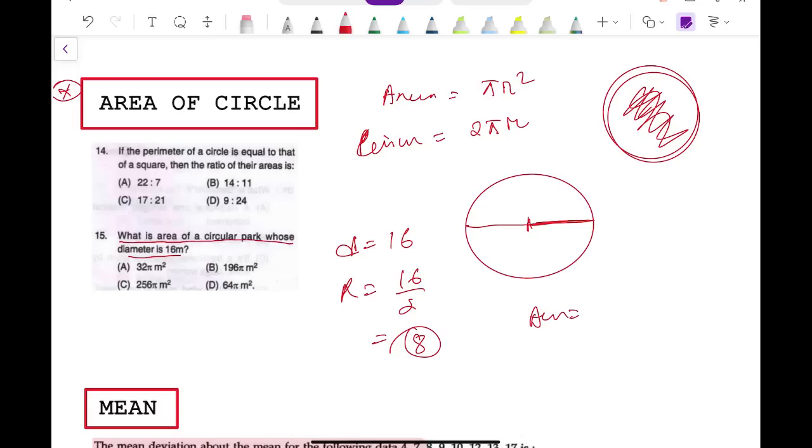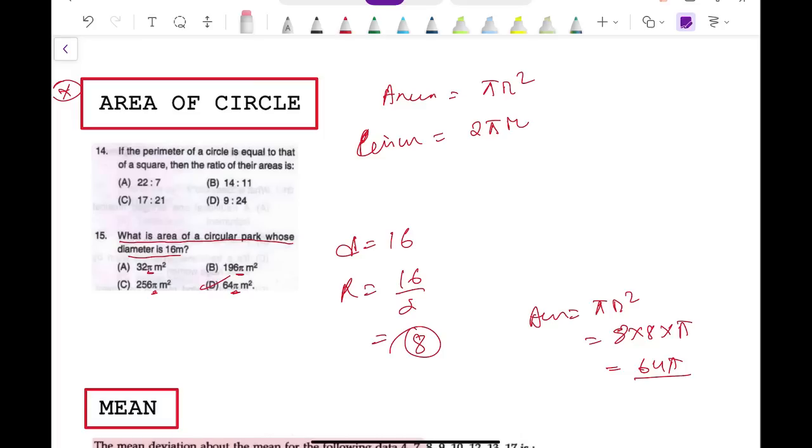Area formula is pi r square. What is pi? I don't want to put the pi value here because in your options pi is given. So r here is how much? 8. So 8 into 8 into pi. 8 into 8 is 64, so 64 pi. So the answer here is 64 pi. This was asked in the NBSC mains earlier. I don't know in which year, but this is a question directly from NBSC PYQ.